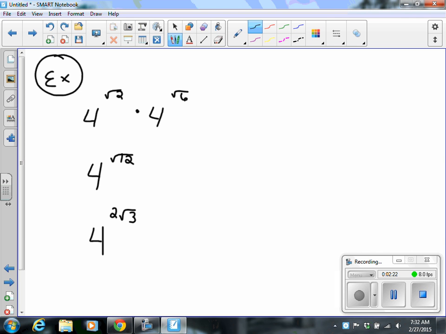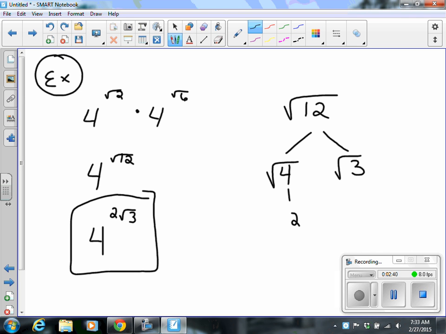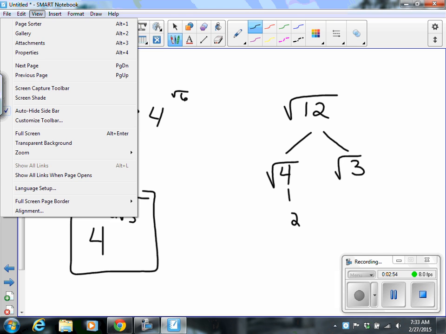Some of you are probably thinking, okay, how'd you get 2 square root 3? If I have the square root of 12, I know that can break down into the square root of 4 and the square root of 3. The square root of 4 breaks down to 2. That's where we get our 4 to the power of 2 square root 3. Like I said, this is going back to review of what do you know about your powers and how do you know to simplify radicals. So let's do another one.